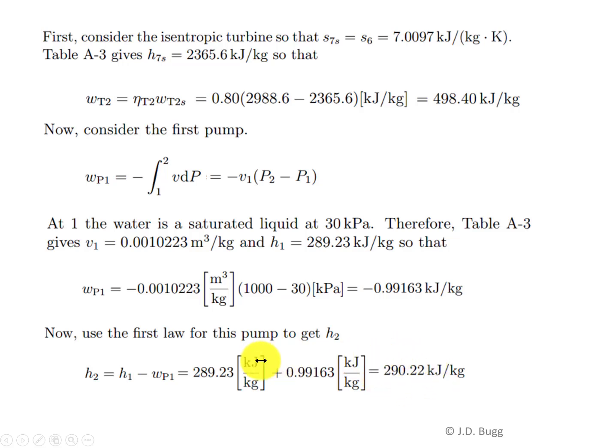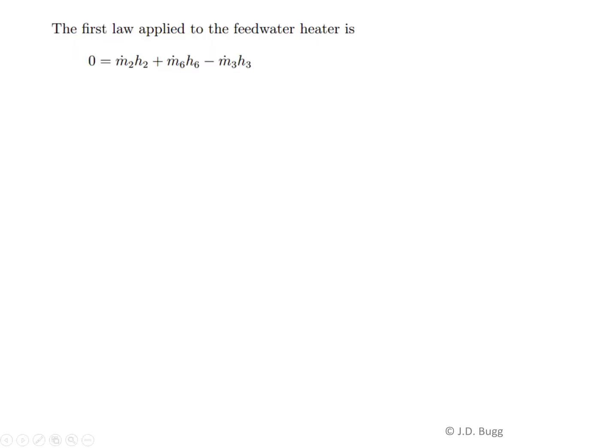So notice h2 is just a little bit bigger than h1 because of the work that's done on the fluid by the pump. So now we can consider the feedwater heater. The first law applied to the feedwater heater says that the sum of the mass flow rates and the enthalpies at the two inlets minus the mass flow rate times the enthalpy at the exit all has to add up to 0. That's because there's no work or heat transfer with the surroundings, and the kinetic and potential energies are 0. So 2 inlets and 1 exit.